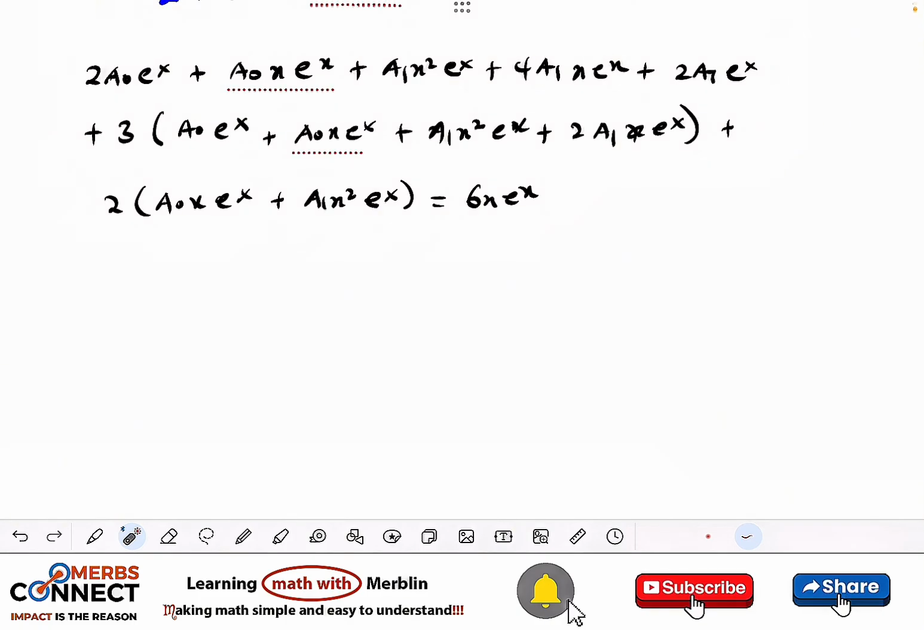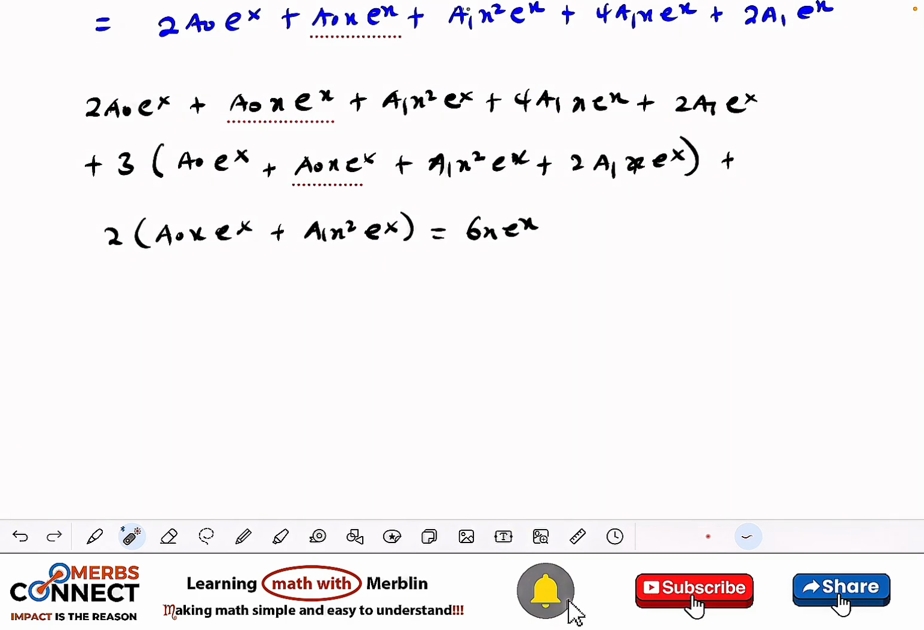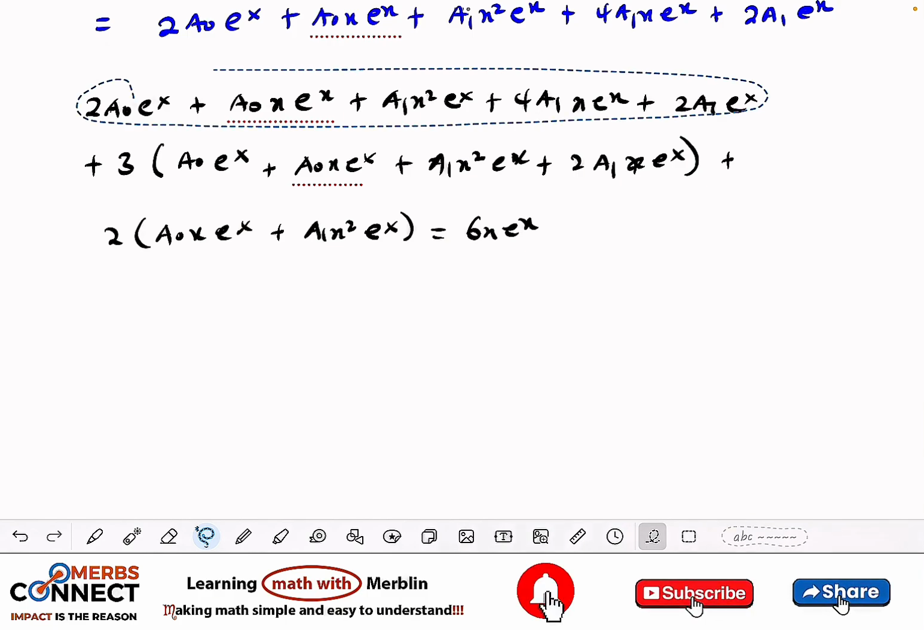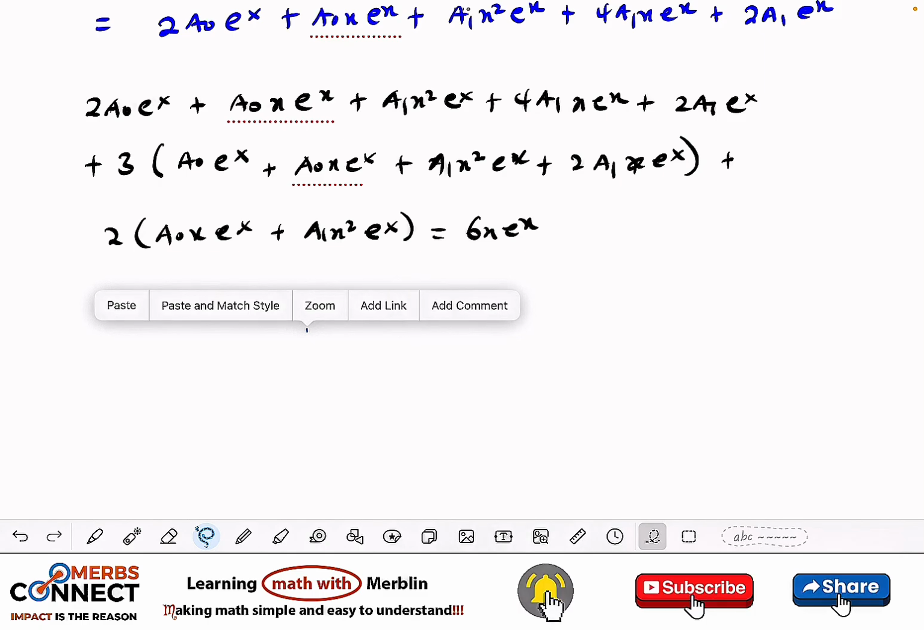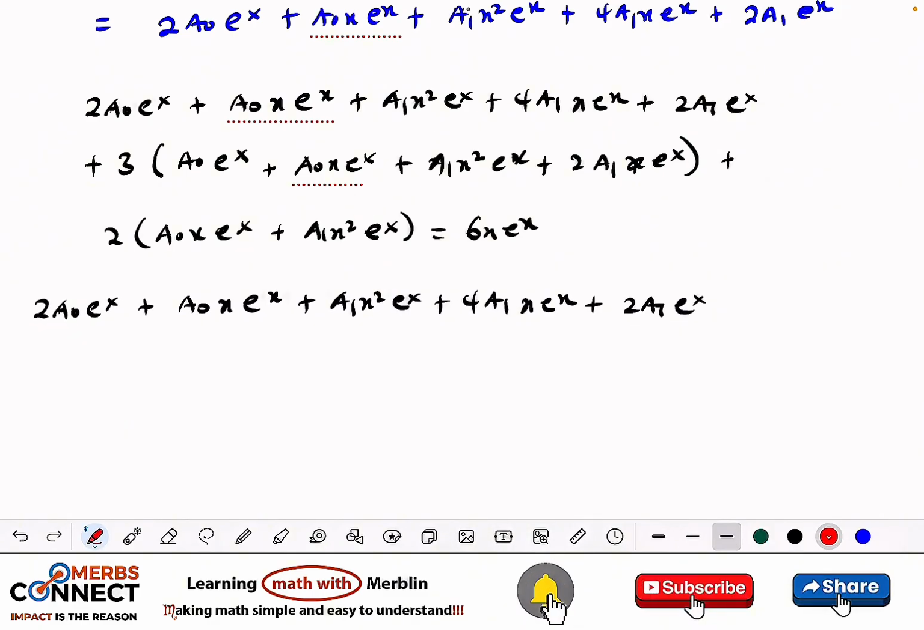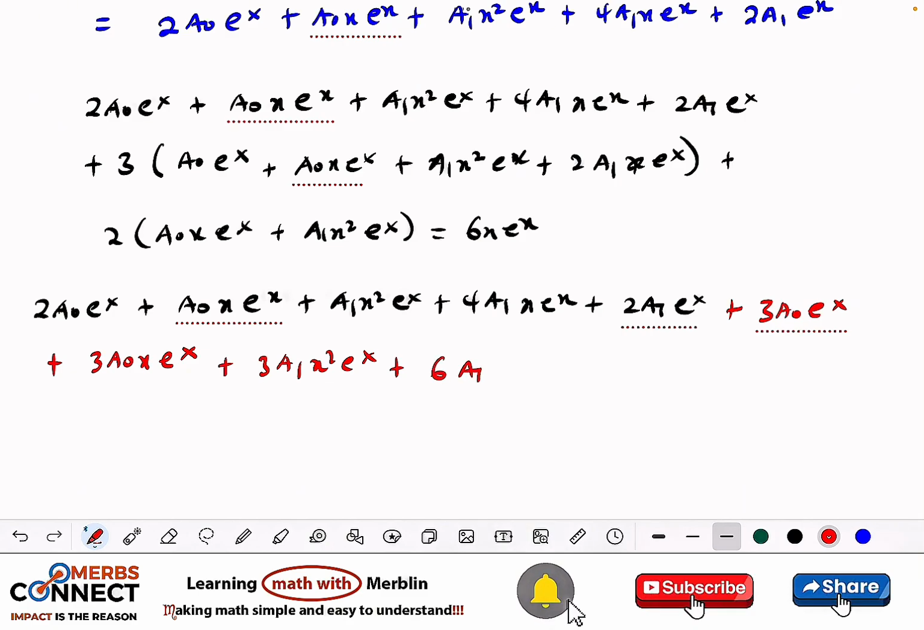So now we need to expand and then try to see what we can get. So I can copy this because I'll write it again and paste it here. Good. So let me copy and paste. Then this I'm going to write again. So I just paste it here. I'm going to multiply through by 3. So when I do that, I'm going to have plus 3a naught e to the power x plus 3a naught x e to the power x plus 3a1 x squared e to the power x plus 6a1 x e to the power x. So this is for this one.